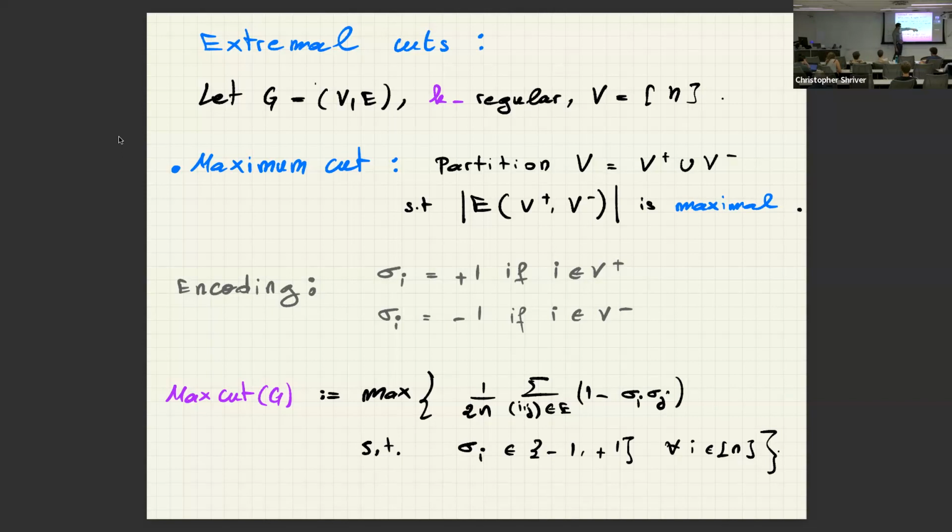So it involves the Laplacian of the graph, as we've seen this morning. And here I'm going to be optimizing over binary solutions.